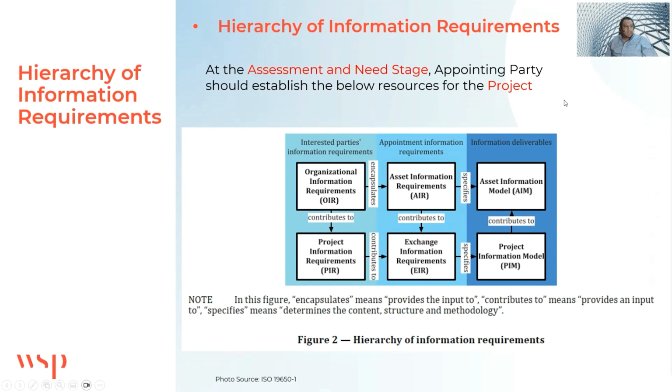To understand the hierarchy of information requirements, I brought this image that you can see here on the screen from ISO 19650 Part 1, and there are basically four types of information requirements as per ISO 19650. Firstly comes the organizational information requirements. This is the first thing to be established, and usually, as understood from the naming, it's done per the organization.